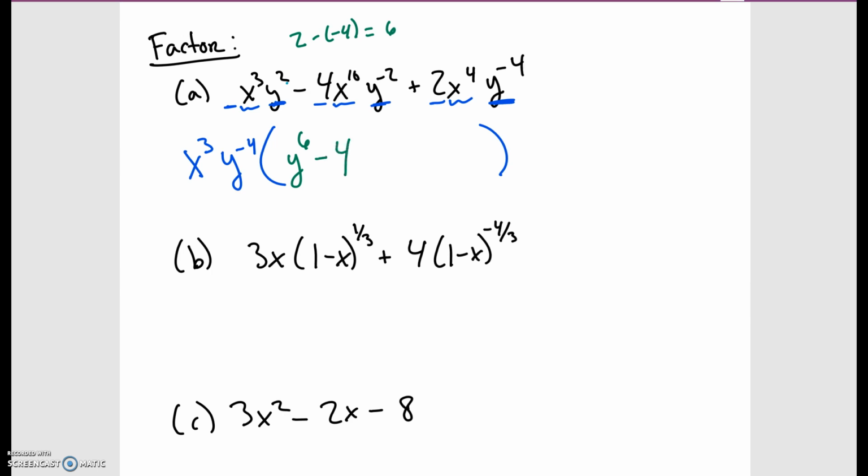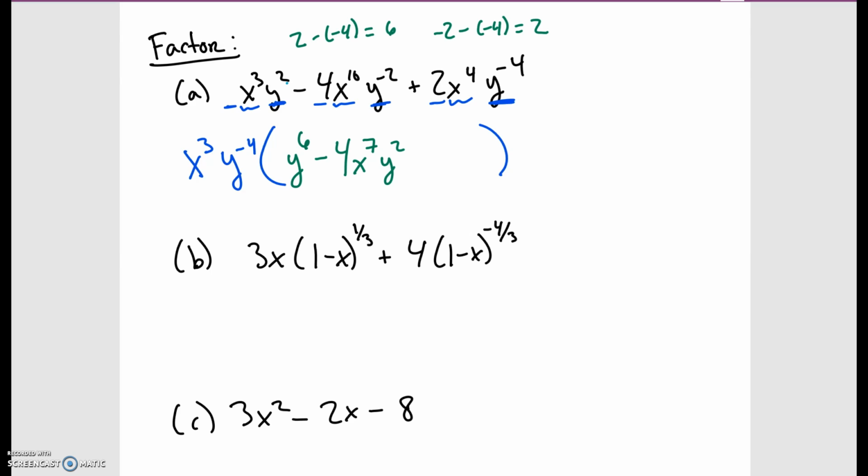I have 10 x's here. I got rid of 3, so I'm left with 7 x's. Here I have negative 2 y's and I got rid of negative 4. How many is that going to give me? I'm going to be left with 2 left. So I'm left with y squared. So I'm left with 2 y's left.